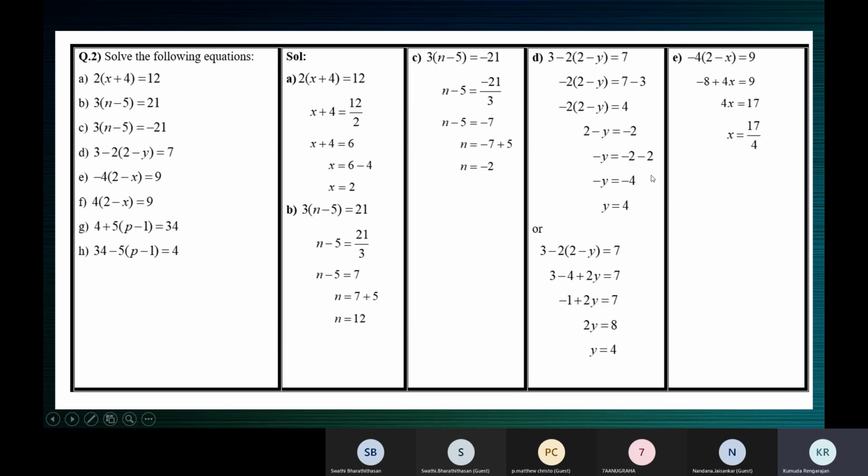We have understood that you can add, subtract, multiply, divide the same thing on both the sides. The equation is still balanced. When you do the same action on both the sides, the equation is still balanced. So we multiply both the sides by -1. Minus y into -1, minus into minus is plus, y. -4 into -1: 4 ones are 4, minus into minus is plus. So y is equal to 4.